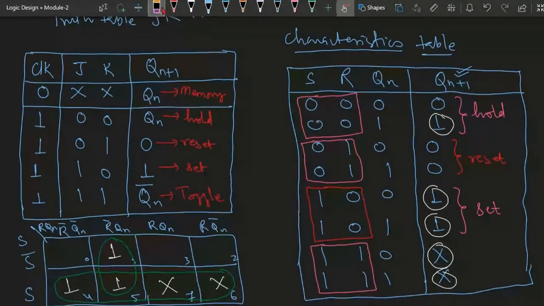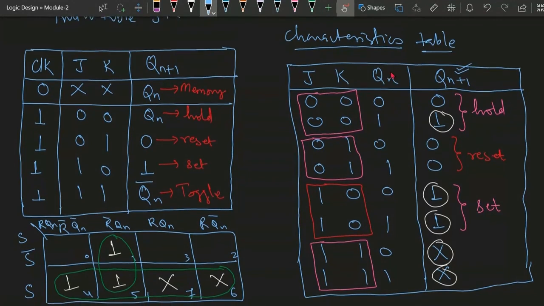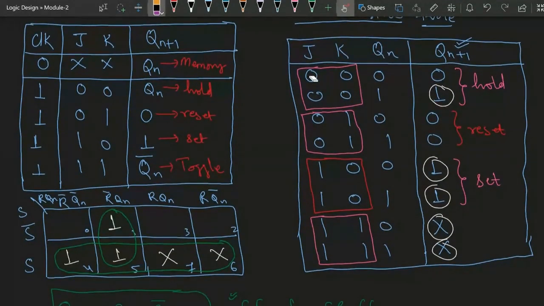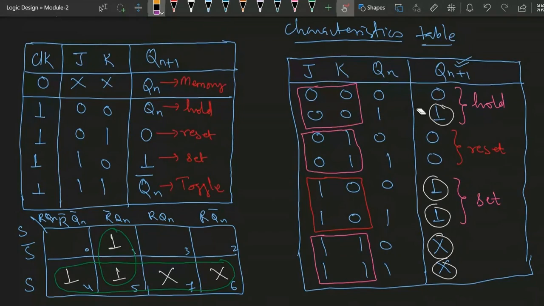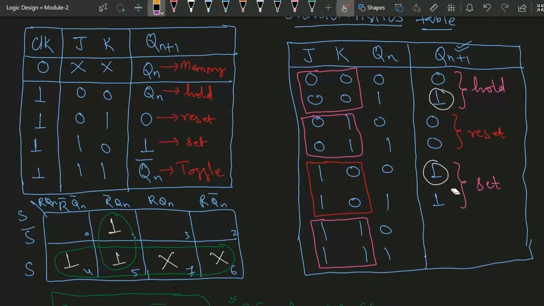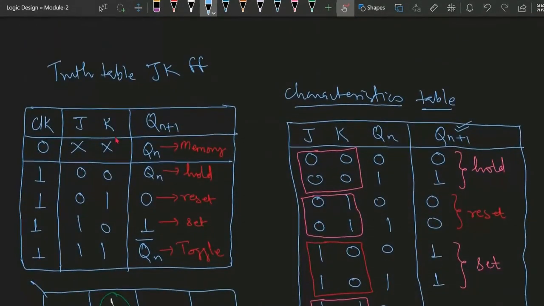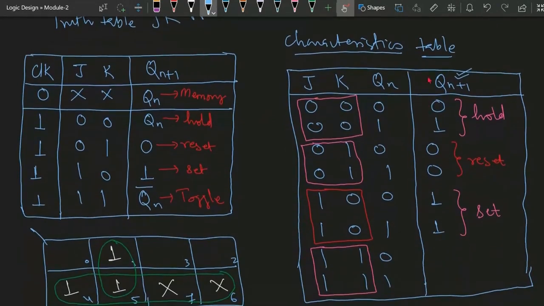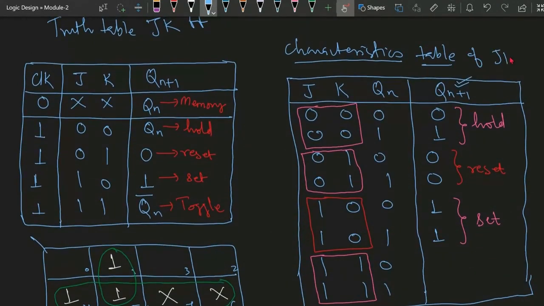Similarly, in the case of the characteristic table, we will be changing here to J and K. With respect to that, we will just draw the characteristic table. It will be similar to that only. So what is the difference? This is the truth table for JK, and the characteristic table of the JK flip-flop is this. It is similar to the SR only.